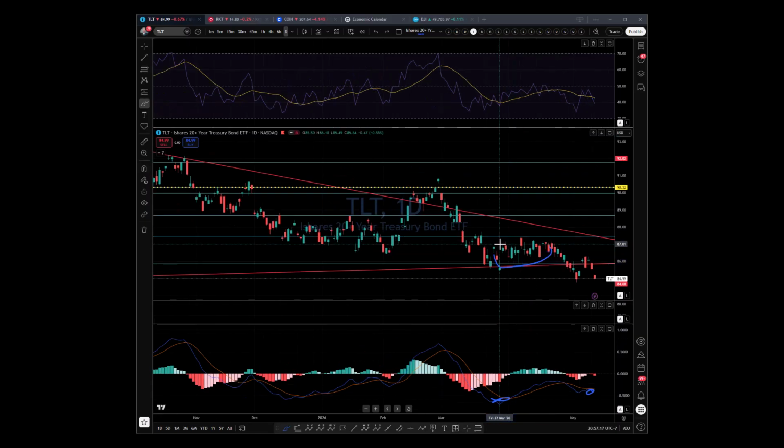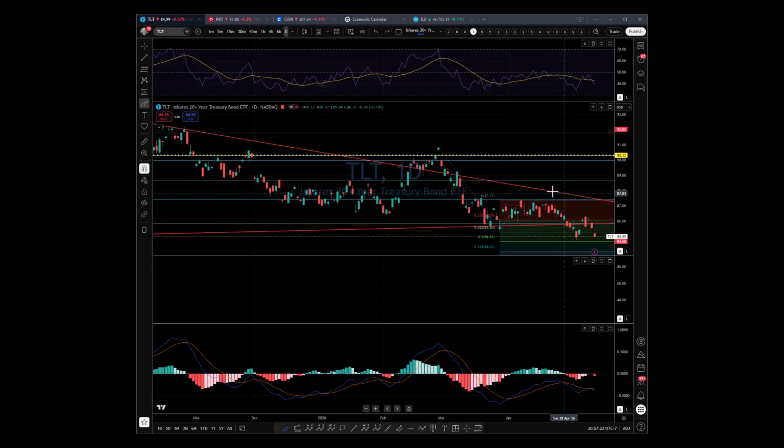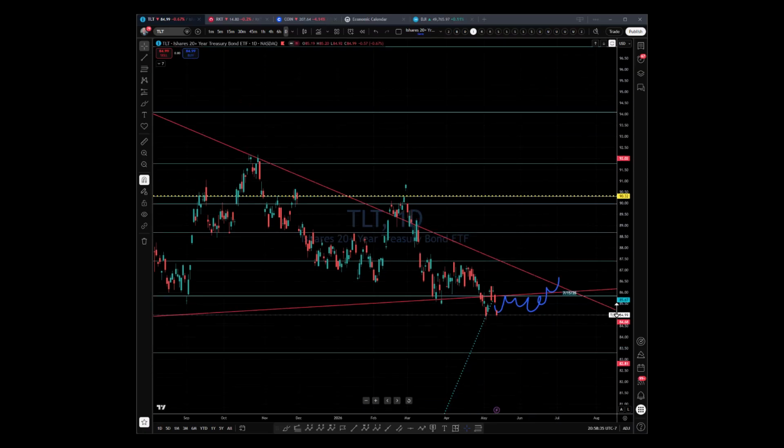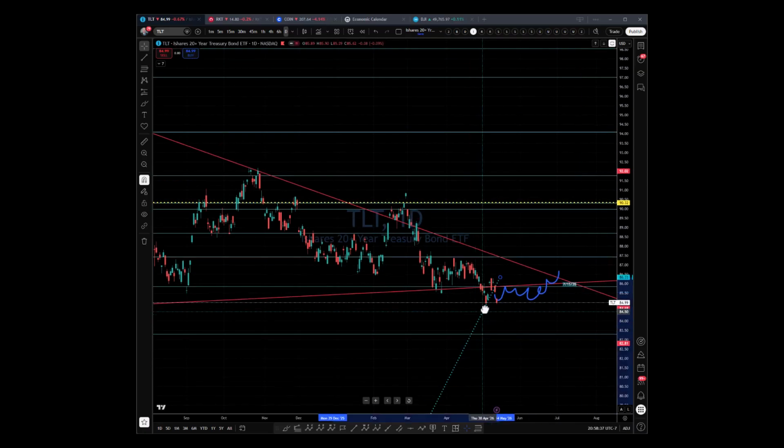Now, here's the most important part. You're going to see a big triangle here on the screen. Outside of all the lines, the one that is going to be probably really easy to see is this triangle. What we're likely going to see over the next couple of days is it's going to fight this little battle, and then it's going to get back in, and then it's going to break to the upside.